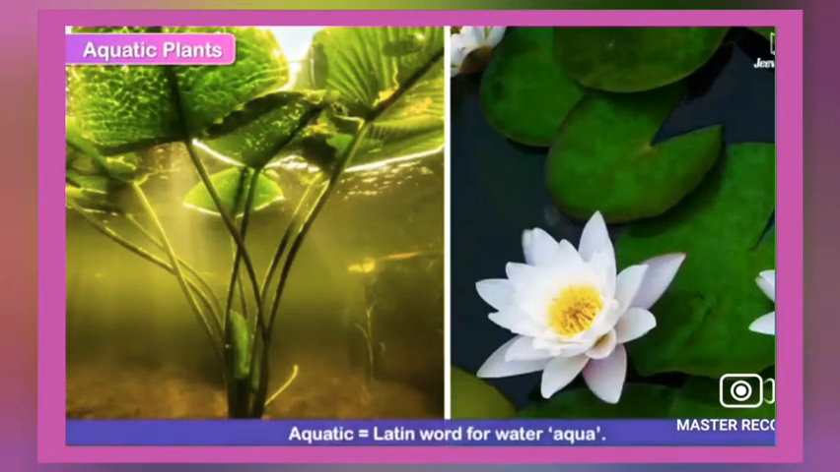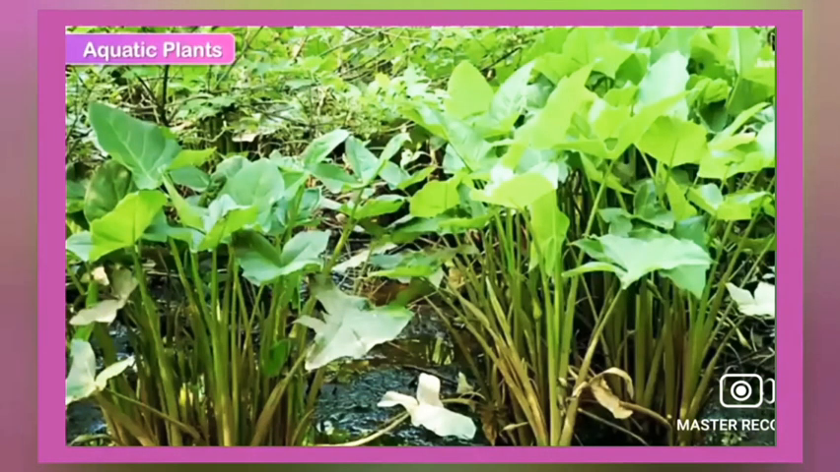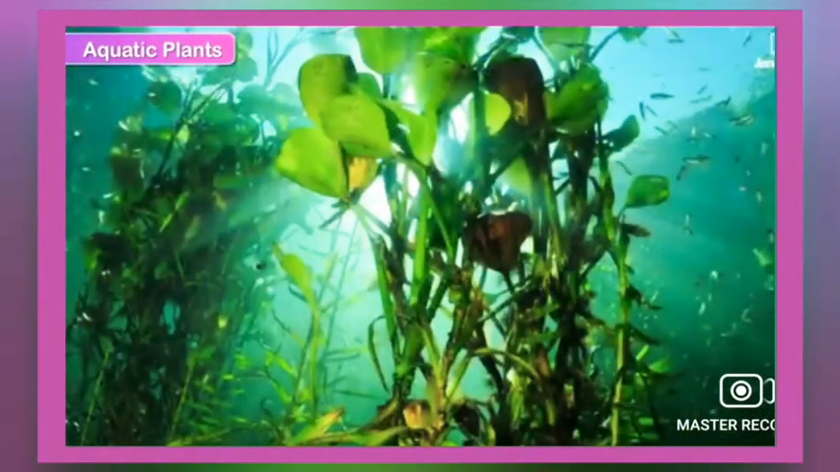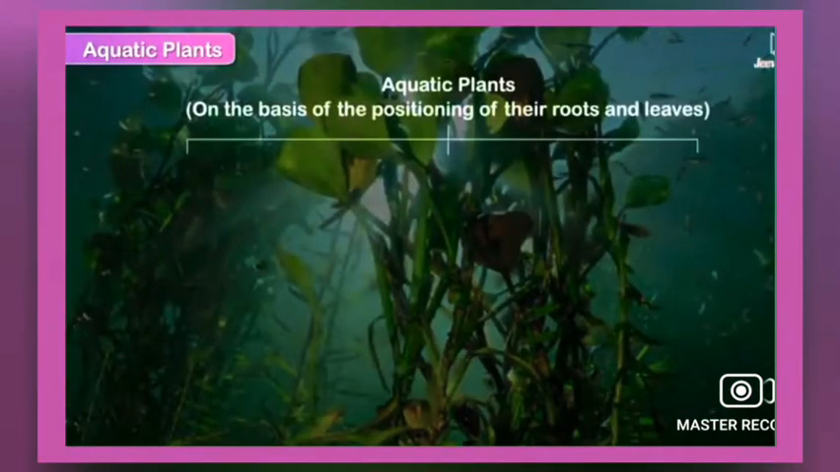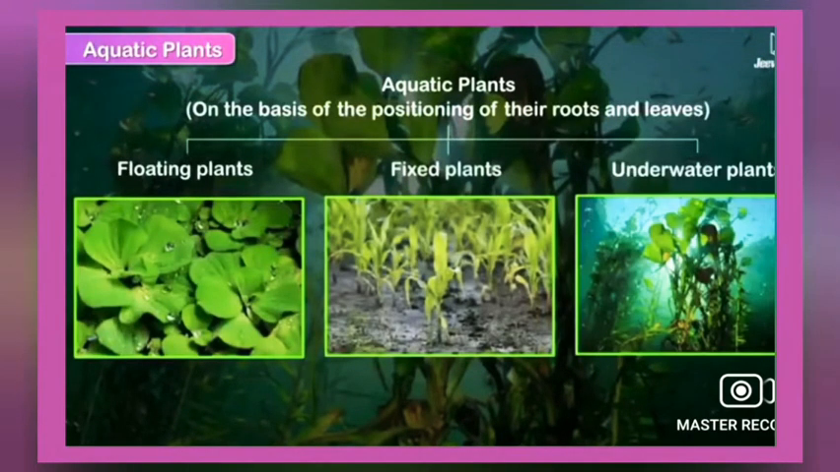The word aquatic is derived from the Latin word for water, aqua. These plants are naturally adapted to living in wet conditions. Aquatic plants predominantly grow in water. These plants are of three types: floating plants, fixed plants, and underwater, that is submerged plants. These plants are classified on the basis of the positioning of their roots and leaves.